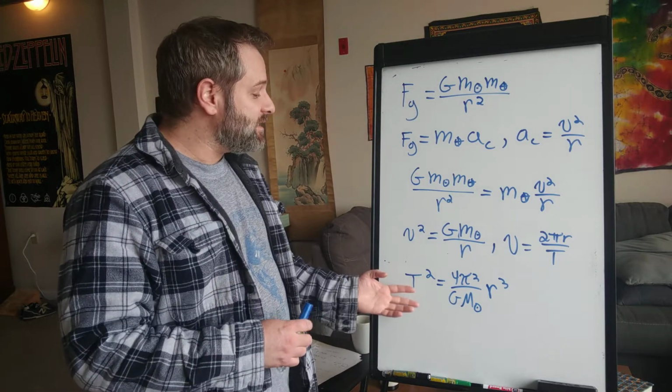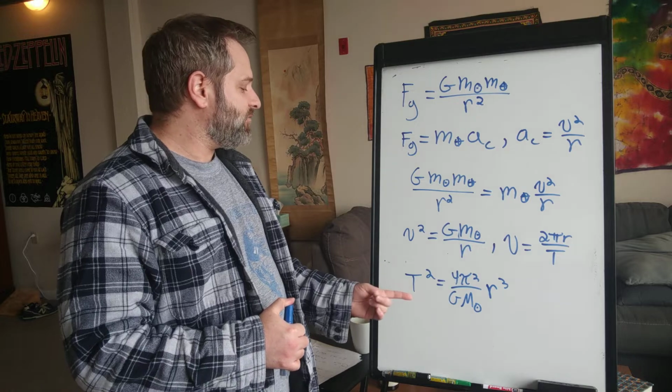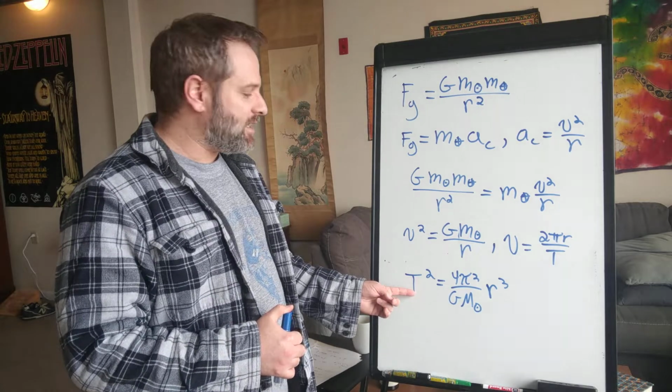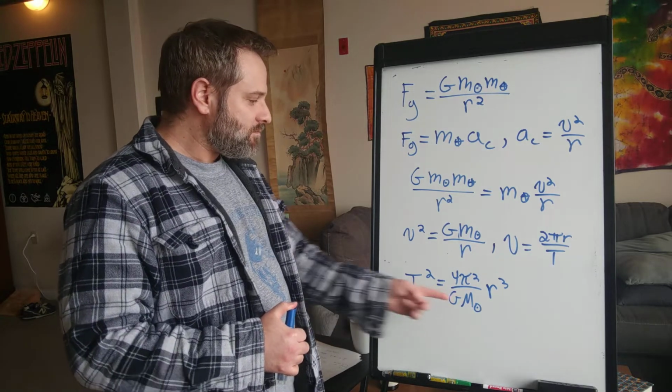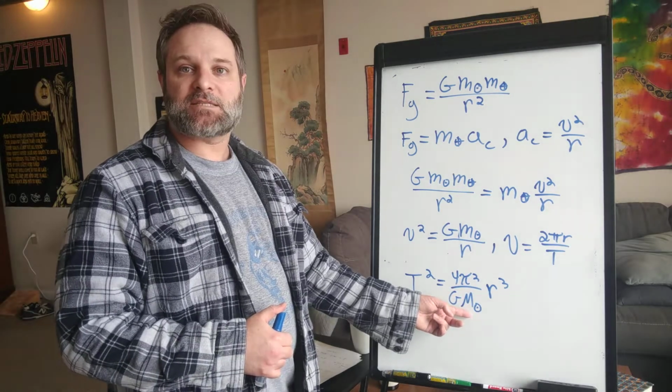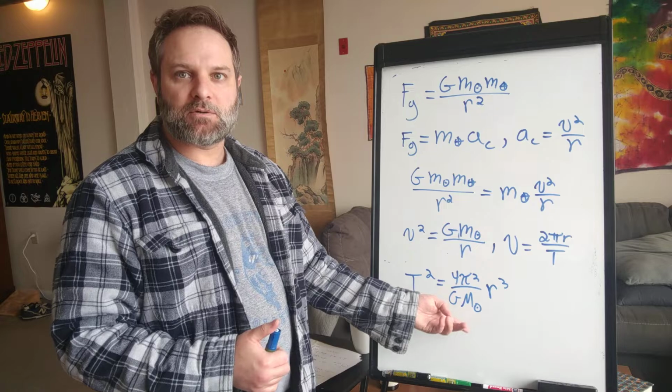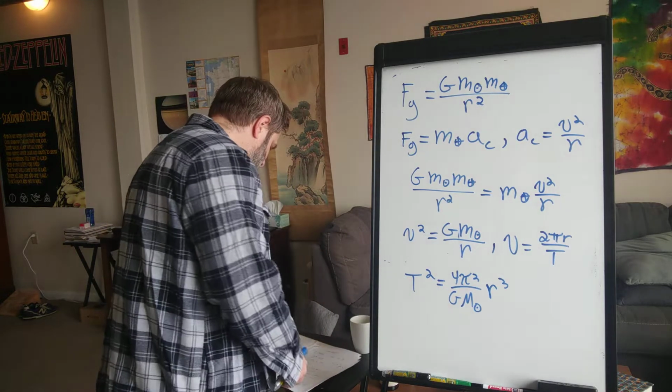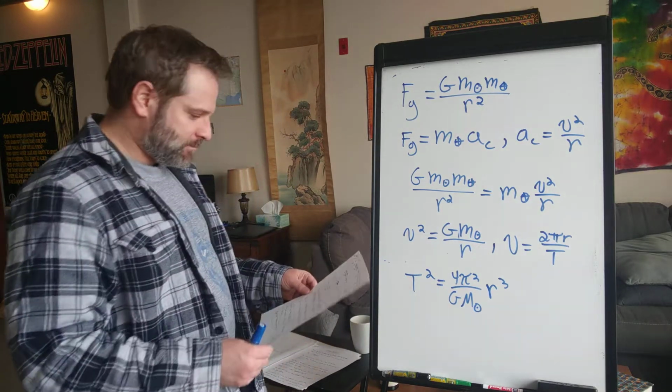A really neat thing about this is that if we can observe the period of a planet moving about the sun, and we can find that distance, we can figure out the mass of the sun. Well, that's pretty cool. Okay.